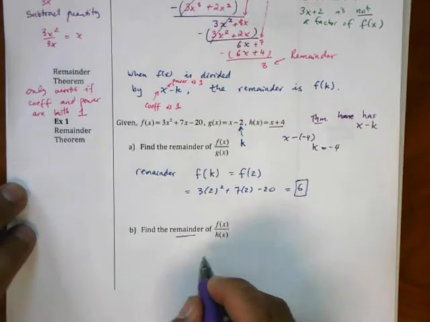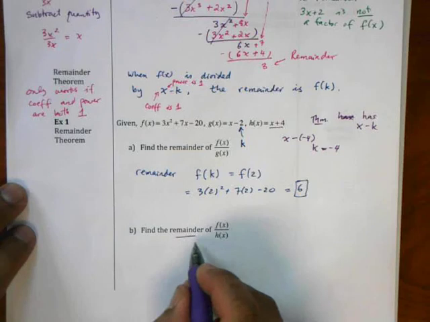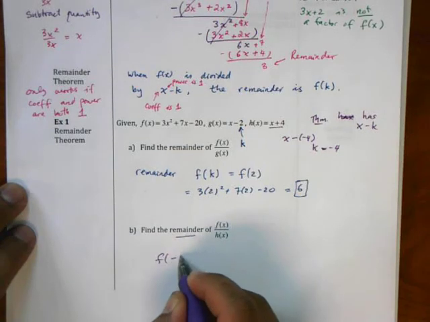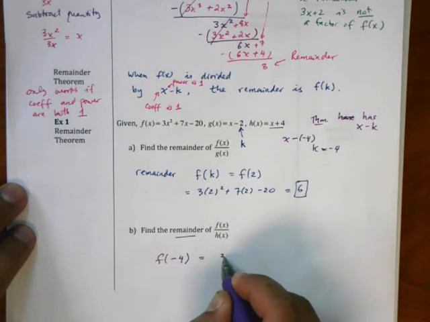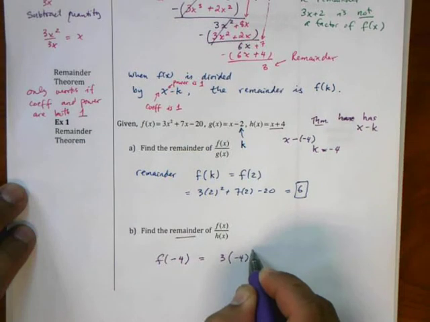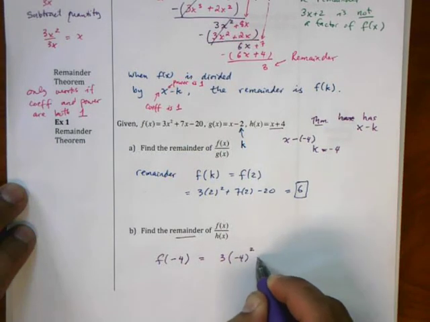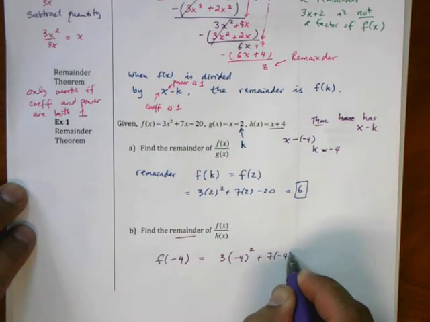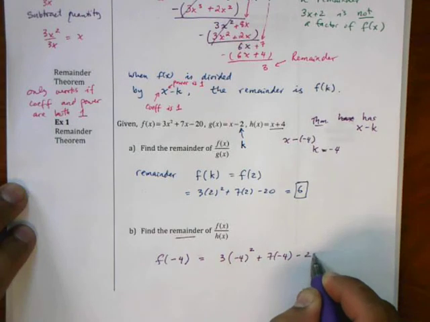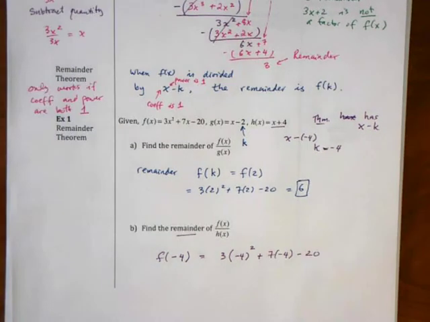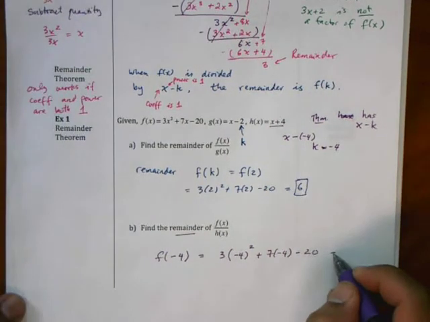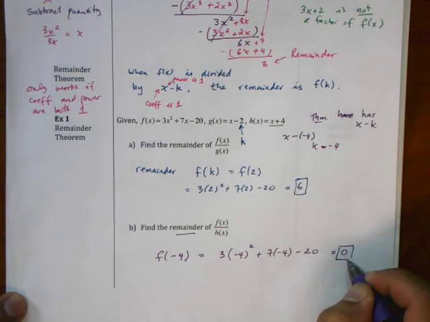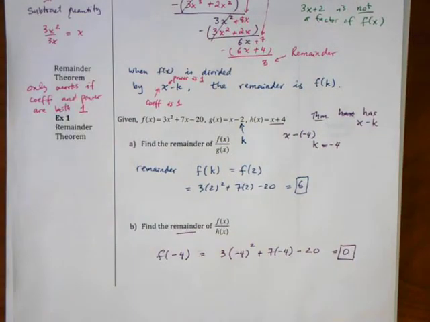So to find this remainder here, we do f of negative 4. This is 3 times negative 4 squared plus 7 times negative 4 minus 20, which in this case gives us 0. And so there you have it. This is a quick way of finding the remainder.